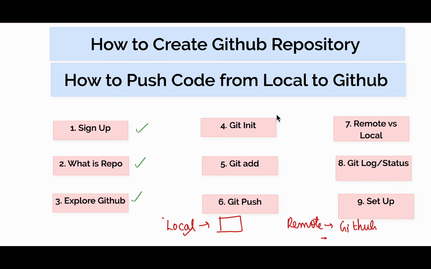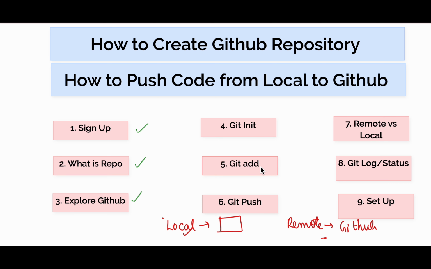Just to give a summary: the first thing we need to do, after sign up and creating a repo, is git init. Git init will convert a normal folder into a repository. A repository is a folder which tracks changes to your files and whatever goes inside it. After that, you need to do a git add. Whatever changes you have done, you need to log them, and to log them you use the command git add. And after git add, you need to do another command, git commit.